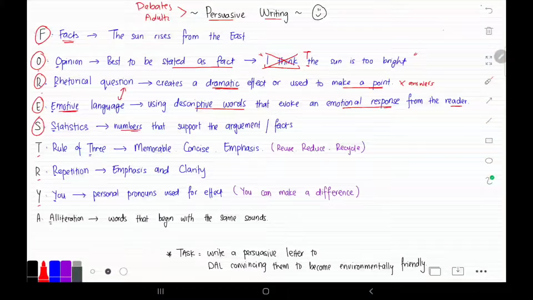Another thing that can be used to support your argument is the use of statistics. Statistics are numbers that support the argument or facts. So you're not only just stating the fact, you're also solidifying it by using numbers that support your facts. Another thing to remember is the rule of three. What is the rule of three? The rule of three is, for example, like the slogan, reuse, reduce, recycle, or even Nike's slogan, just do it.